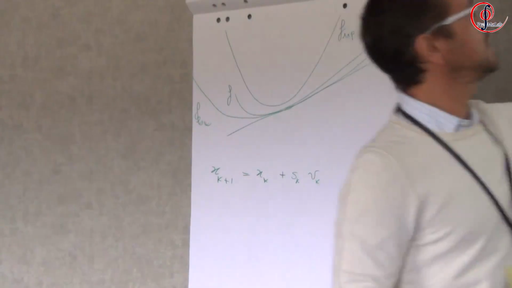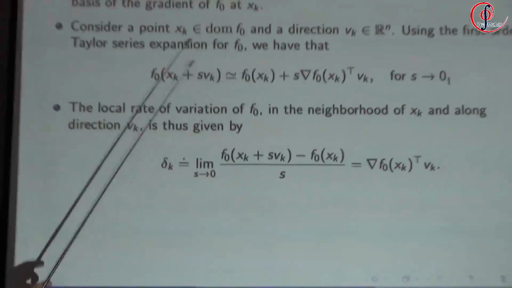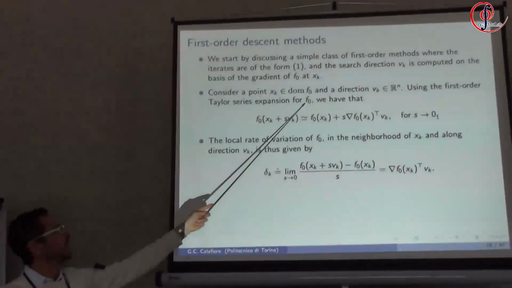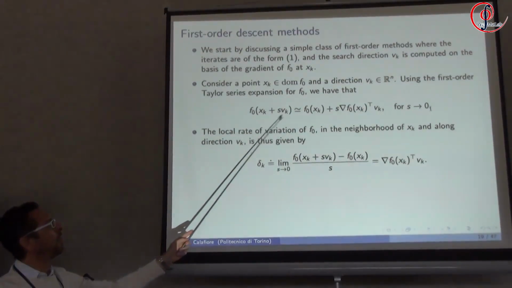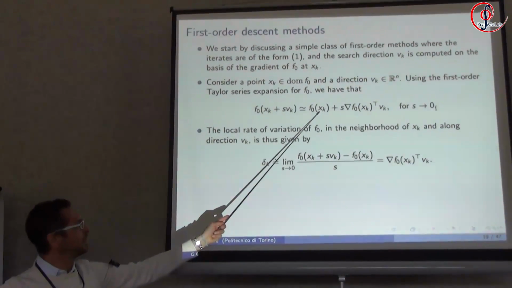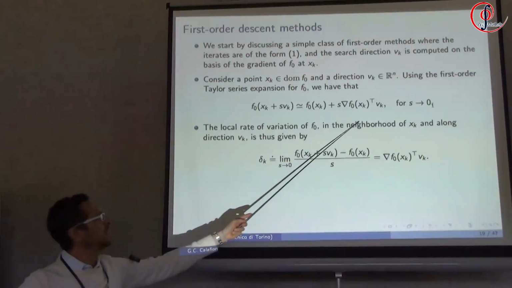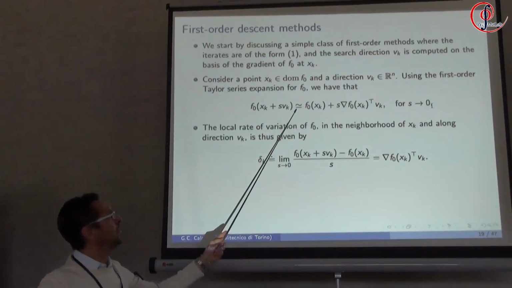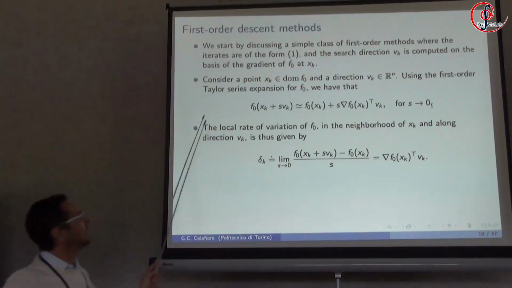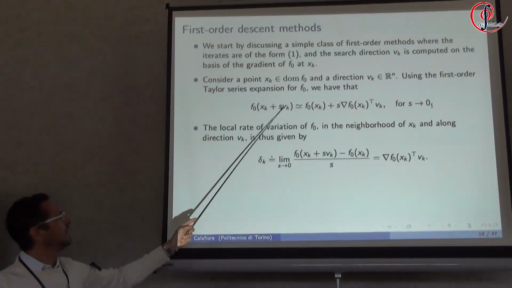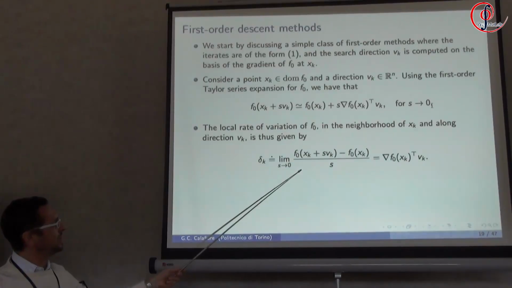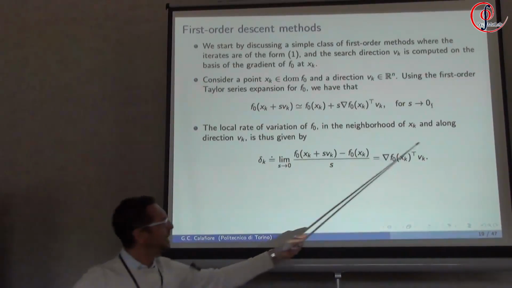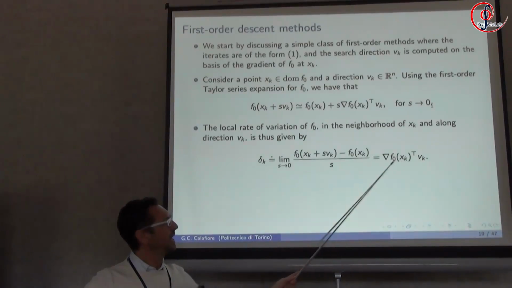Suppose that we are at a certain point x_k in the domain and we have a search direction v_k. We can do a Taylor series expansion of f0, and if we do that, we obtain that the function at some new point will be the function value at the current point plus this term here, up to first order. The local rate of variation of f0 near x_k and along the direction v_k is, as we already saw in the first slides, related to the inner product between v_k and the gradient.